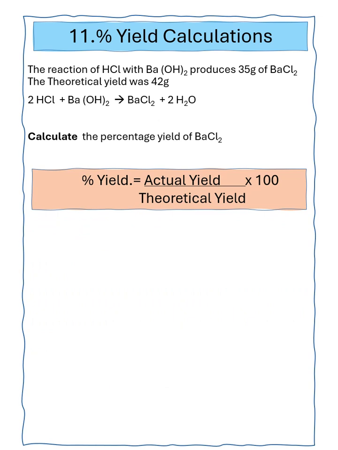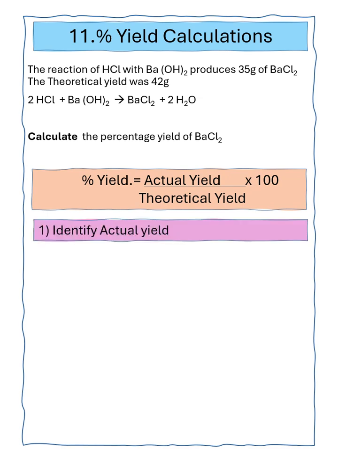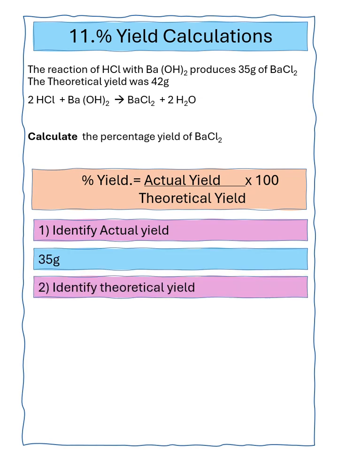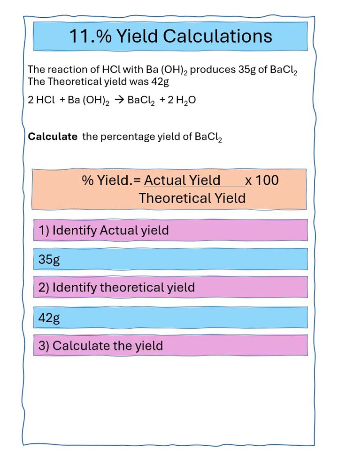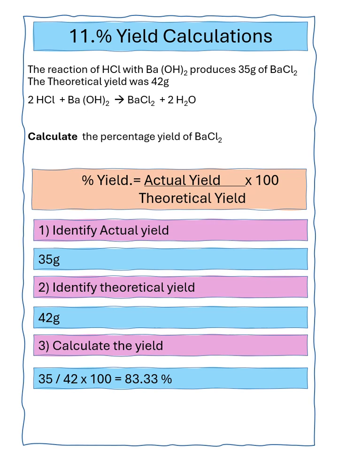Question 11. The reaction of HCl with BaOH2 produces 35 grams of BaCl2. The theoretical yield was 42 grams. Calculate the percentage yield of BaCl2. So we're using the equation percentage yield equals actual yield divided by theoretical yield times 100. We identify the actual yield, which is 35 grams. The theoretical yield in the question is 42 grams. We calculate the yield by putting these numbers into the equation. So 35 divided by 42 times 100 equals 83.33% as a percentage yield.